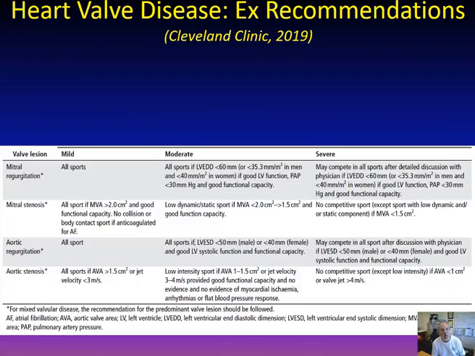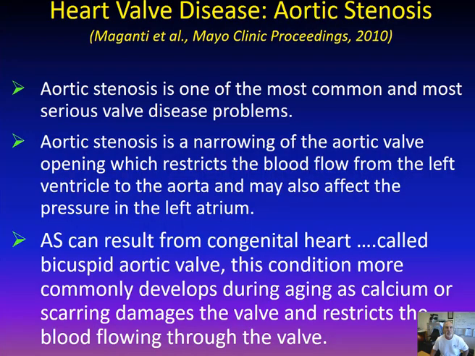Now, these are recommendations that are out. Although they relate to athletes, they can also be used with patients. For example, if somebody has mild mitral regurgitation, really they can do anything. If it's moderate, then you can see that they can participate depending upon the pressures. However, if it's severe, and you can see it for mitral regurgitation, mitral stenosis, aortic regurgitation, and aortic stenosis.